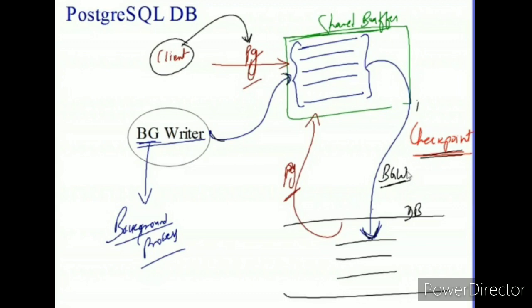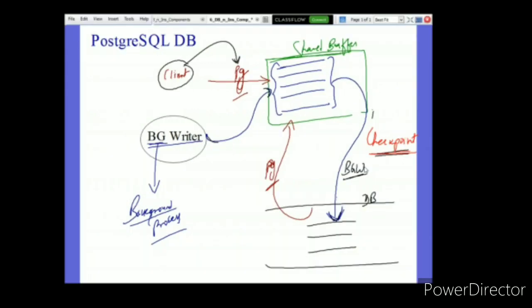In case the same data is requested again, it will be served from those blocks. It is similar to the database buffer cache in Oracle. WAL buffer is maintained for recovery. Whatever changes happen in the database are copied into the WAL buffers.